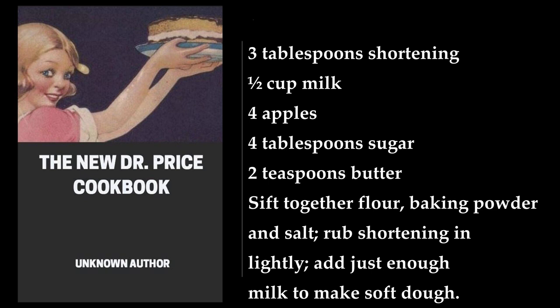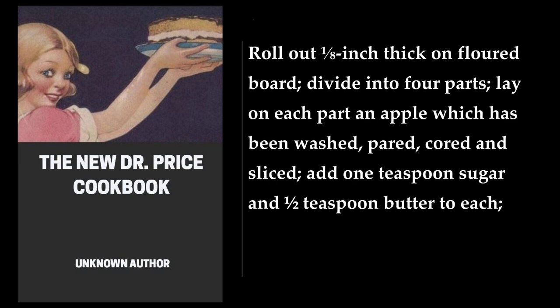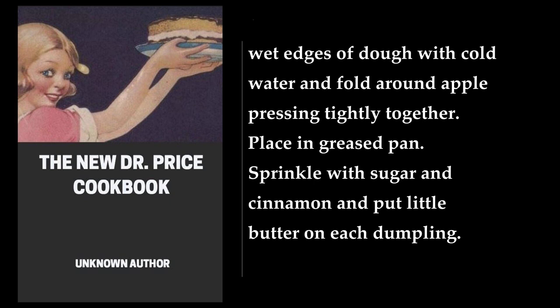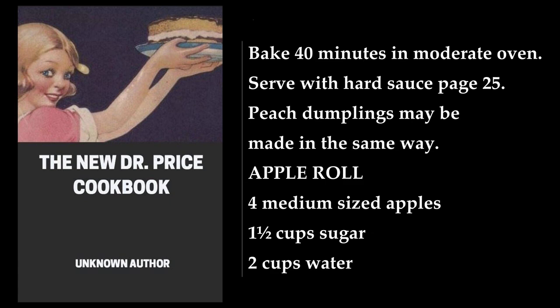Sift together flour, baking powder and salt, rub shortening in lightly. Add just enough milk to make soft dough. Roll out 1/8 inch thick on floured board, divide into 4 parts, lay on each part an apple which has been washed, pared, cored and sliced, add 1 teaspoon sugar and 1/2 teaspoon butter to each. Wet edges of dough with cold water and fold around apple pressing tightly together. Place in greased pan. Sprinkle with sugar and cinnamon and put little butter on each dumpling. Bake 40 minutes in moderate oven. Serve with hard sauce. Page 25. Peach dumplings may be made in the same way.